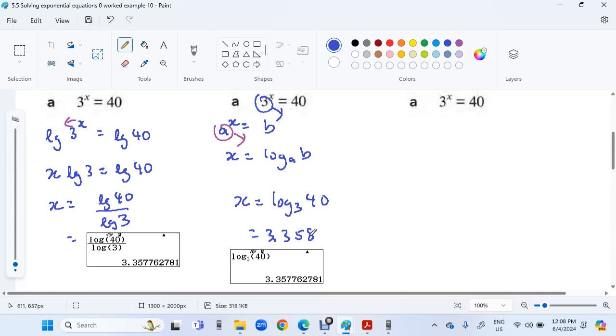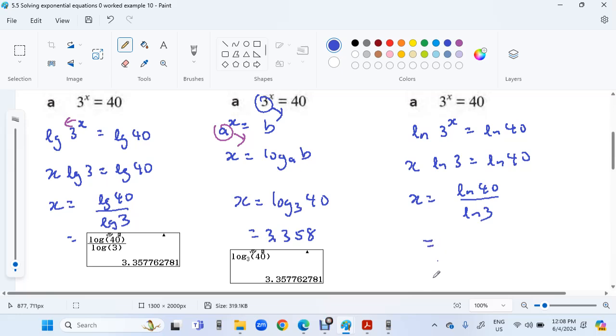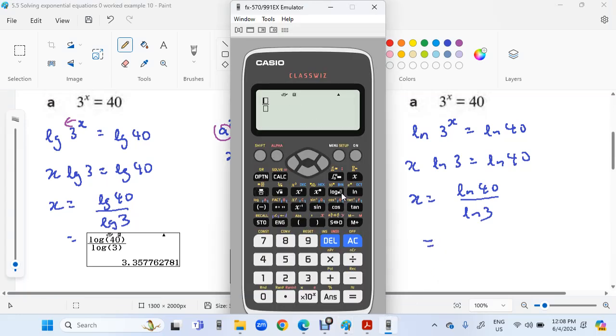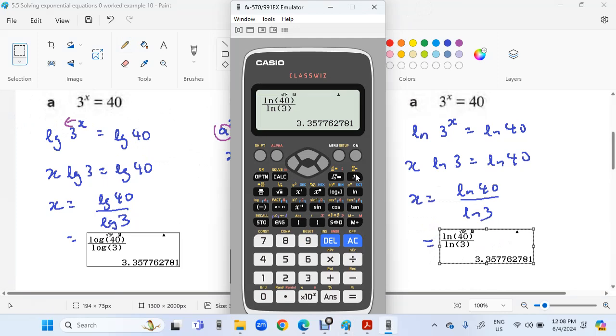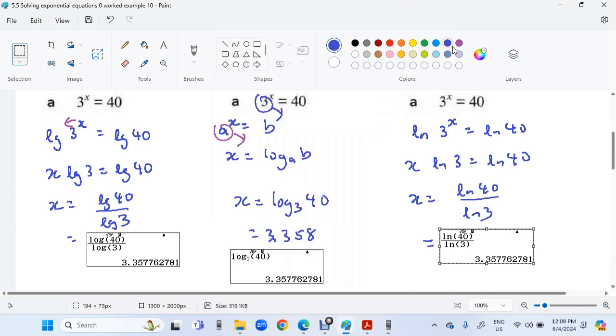For me, I will prefer to use the third method. Actually, the third method is the same as the first method, where we ln both sides. So we have x ln 3 equals ln 40, then x will be ln 40 over ln 3. Why I like to use ln instead of log is because on my calculator it's easier to call up the ln function compared to the log function. This is the only reason.